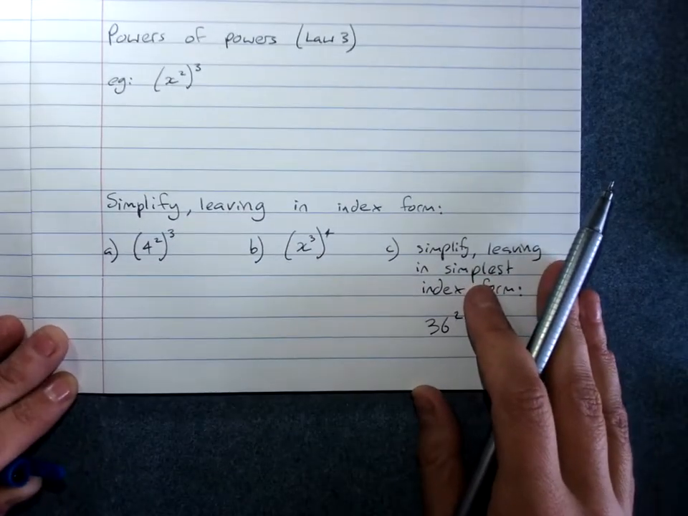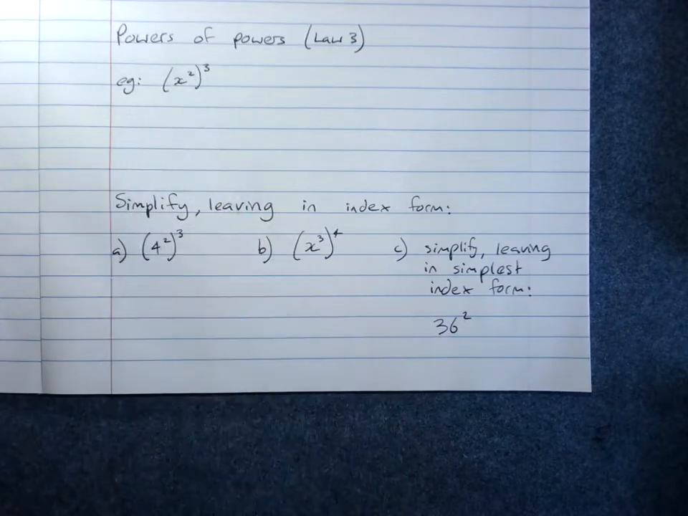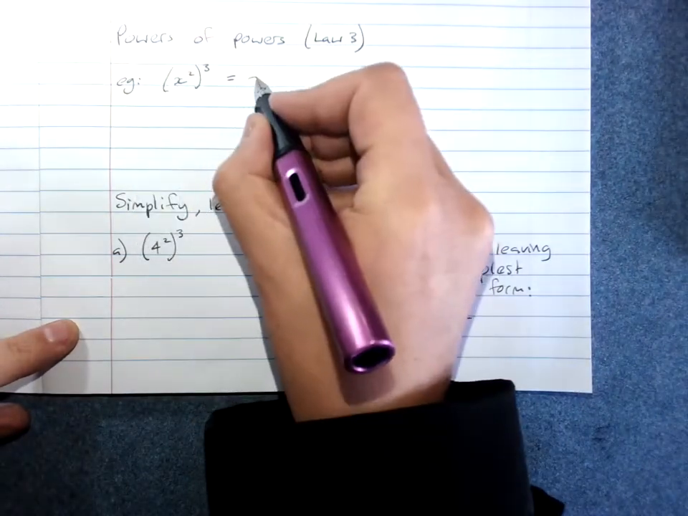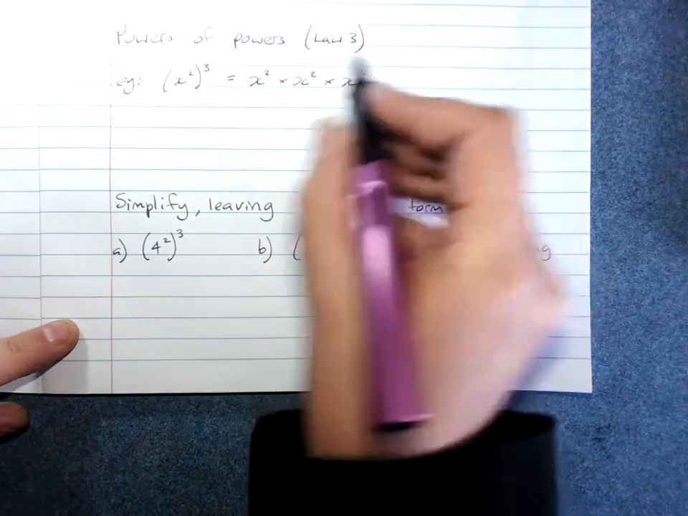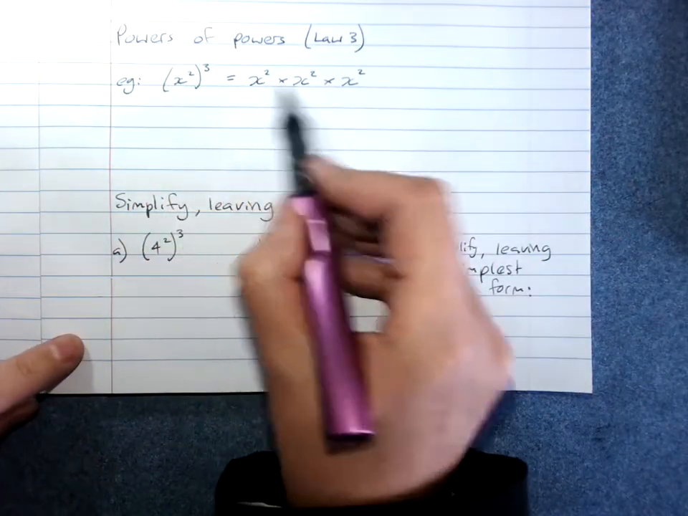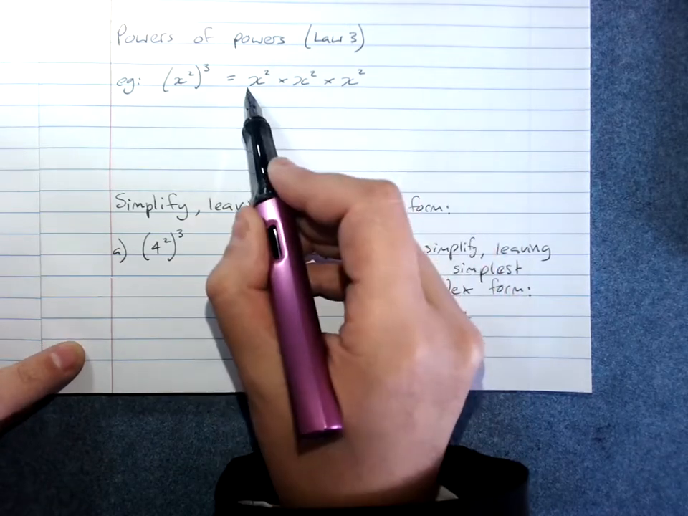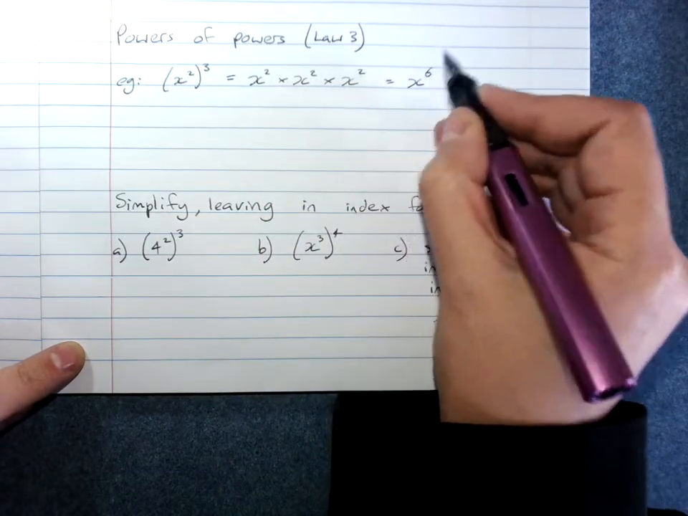We also need to be able to raise a power to a power, x squared to the power 3. As always, we'll look at expanding that out to see what we get. This is x squared times x squared times x squared, as we know. And this is now law 1, multiplying indices of the same base. And we know we add these, that's x to the power 6.